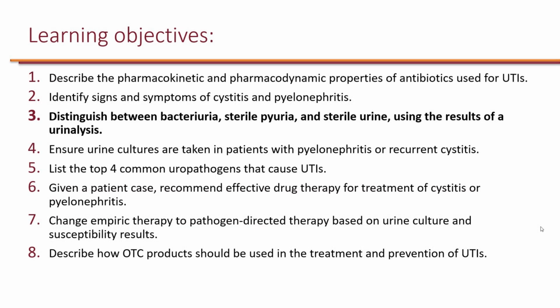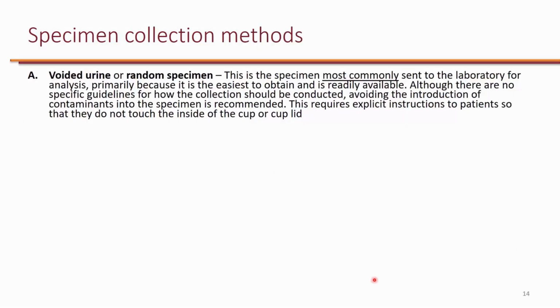We identified signs and symptoms of cystitis and pyelonephritis. Now the next learning objective is distinguish between bacteriuria, sterile pyuria, and sterile urine using the results of a urinalysis or a UA. Now here are some definitions of different types of collection techniques for the urine specimen, and this slide is just for your information.